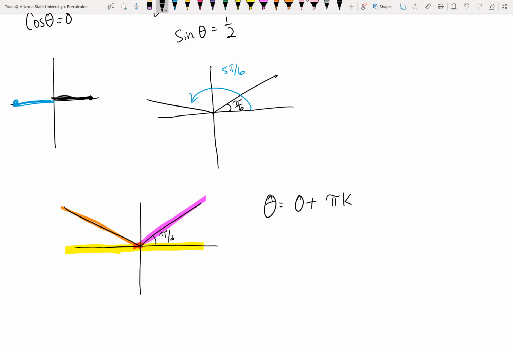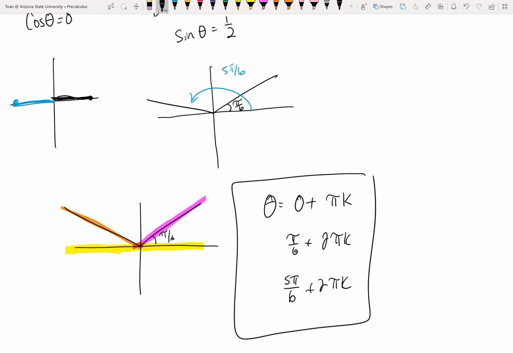And then for the purple answer, that was pi/6 plus, again, since the purple was not symmetrical to anything else, we're going to have to go a full circle to get the next answer, 2 pi k. And then for the red answer, that was 5 pi/6. Again, the red answer was not symmetrical to anything else, so you're going to have to go a full circle to get to your next solution, plus 2 pi k. So that would be the complete solution to that example.